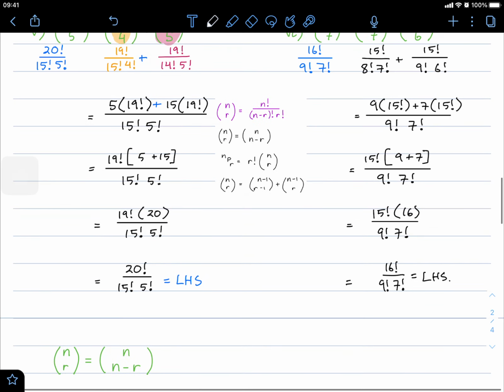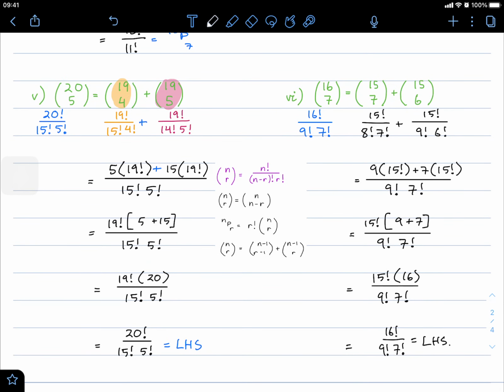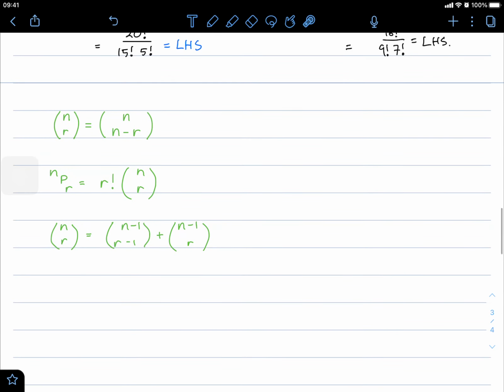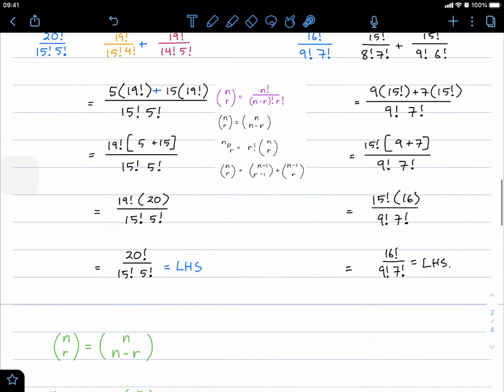So, I hope that gave you an insight into how we manipulate the definition of a combination to do some proofs and identities. In the next two videos, I'll be showing you how we can prove these identities without any numbers, using strictly the definition of a combination. So I hope to see you then. Best of luck.